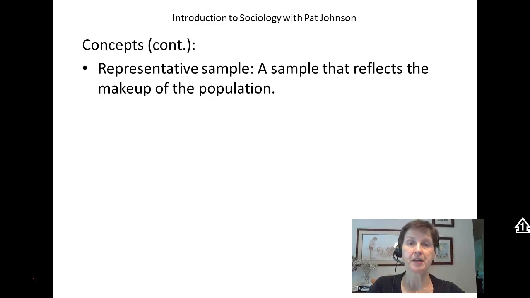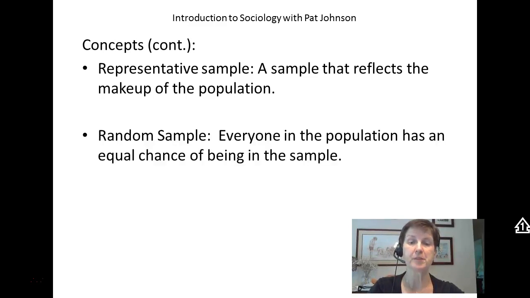One of the ways to get a representative sample is to do what is called a random sample. The definition of a random sample is everyone in the population has an equal chance of being in the sample. Statistically, if everyone in the population has an equal chance, then that random sample will be representative. That's the beauty of random sampling. The sample then truly reflects the makeup of the population. It would be statistically impossible for a sample that is drawn at random to not be representative of the population.